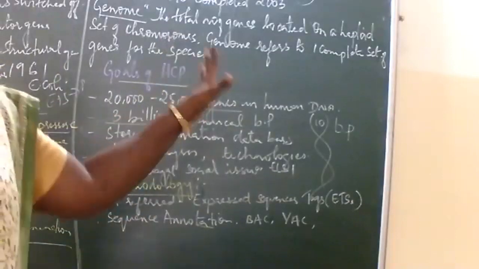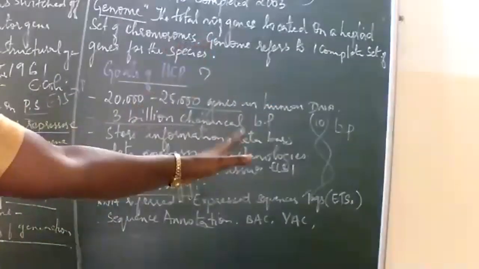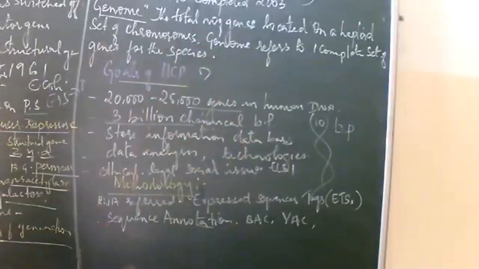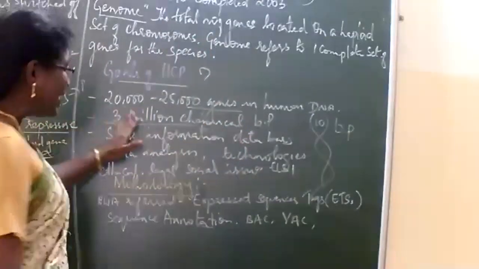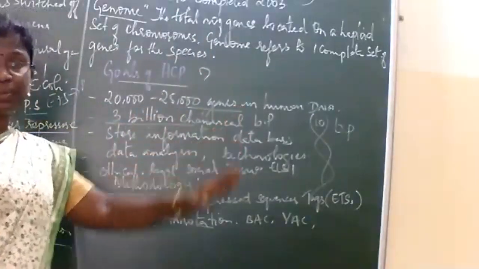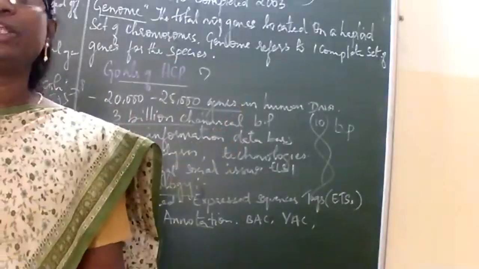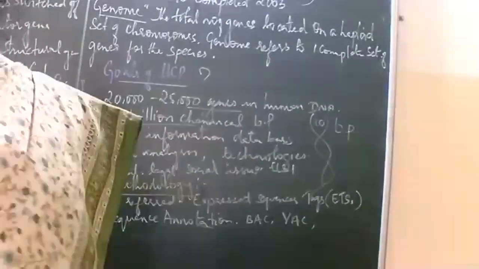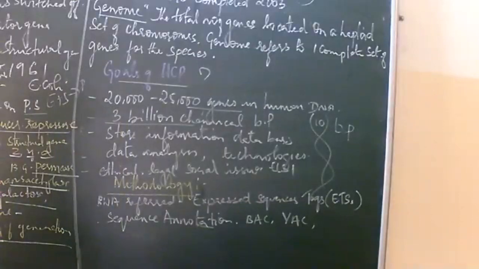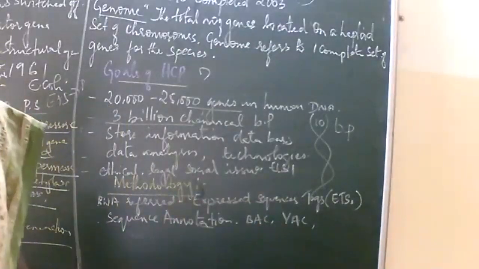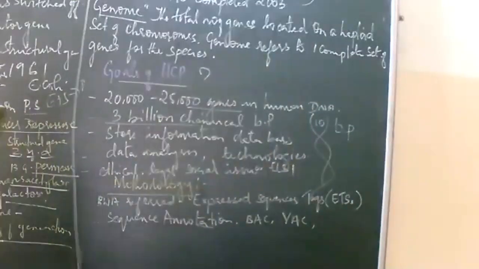But when you see one human DNA, the human body, we are telling it has 3 billion chemical base pairs present in cells. So what is their function? It stores all data information.